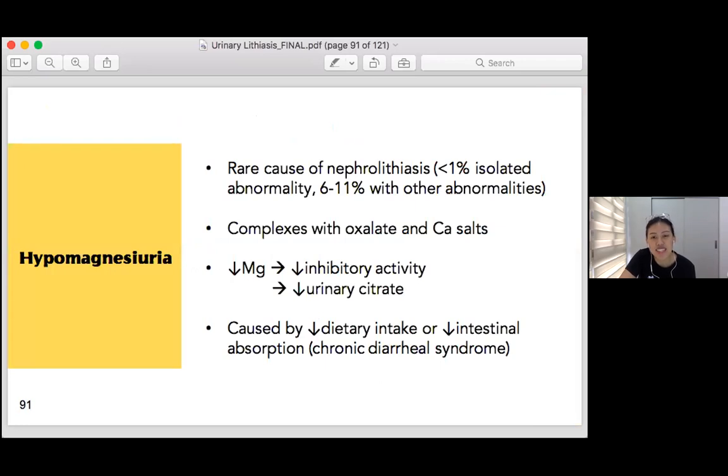For hypomagnesuria, this is a rare cause of nephrolithiasis and affects less than 1% of stone formers as an isolated abnormality. Magnesium would complex with oxalate and calcium salts, and therefore low magnesium leads to reduced inhibitory activity and decreased urinary citrate levels, which further contributes to stone formation. This is more commonly caused by decreased or poor dietary intake of magnesium, as well as decreased intestinal absorption, as occurs in chronic diarrheal syndrome.